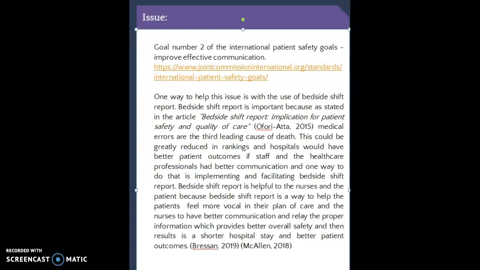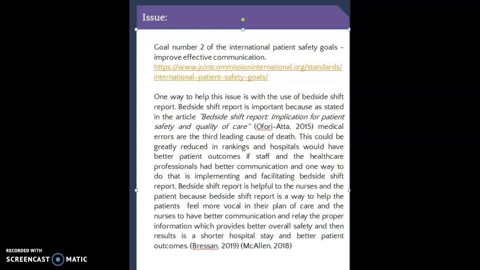The issue. According to the Joint Commission, goal number 2 of the International Patient Safety Goals is the improvement of effective communication. One way to help this issue is with the use of bedside shift report. Bedside shift report is important because, as stated in an article I read, on bedside shift report implication of patient safety and quality care, medical errors are the third leading cause of death. This could be greatly reduced in rankings, and hospitals would have better patient outcomes if staff and the healthcare professionals had better communication. And one way to do this is implementing and facilitating the use of bedside shift report.